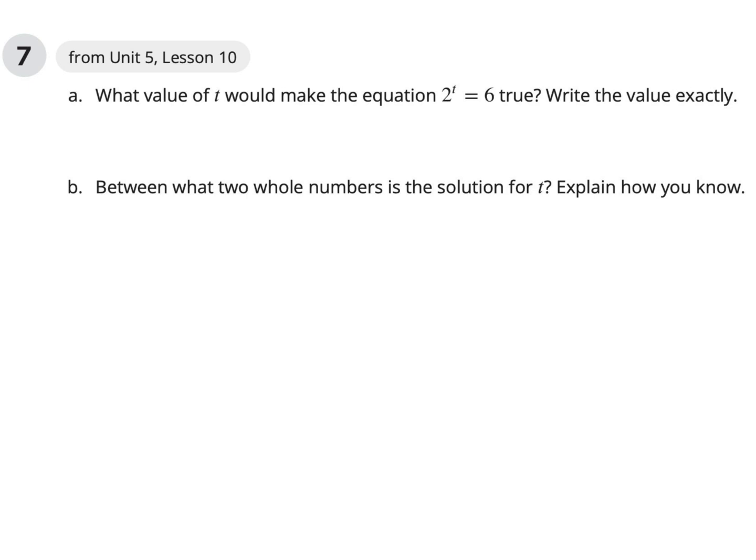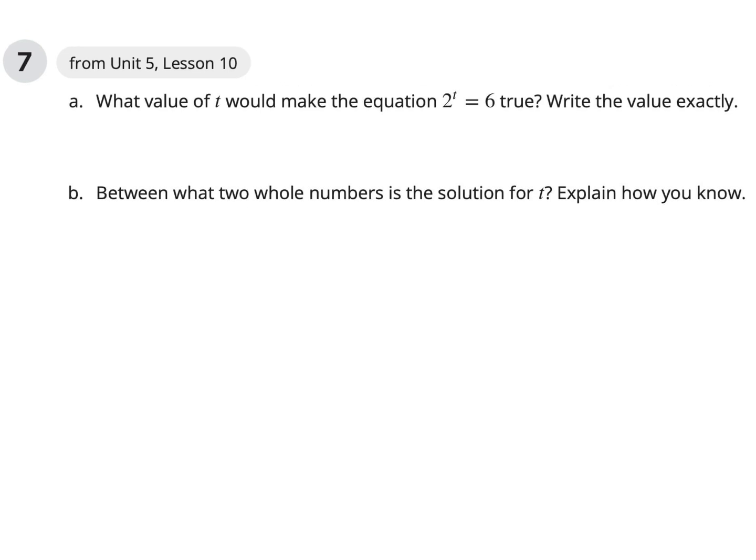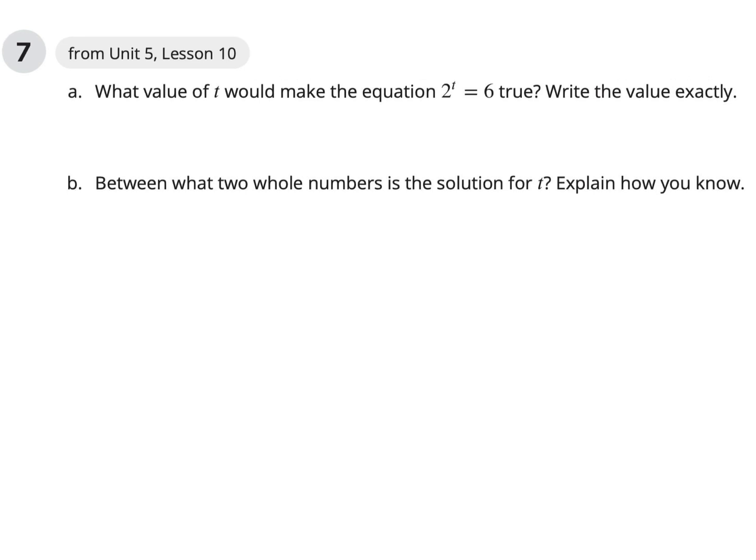What value of t would make the equation true? We don't know what t is, and when we don't know what our exponent is, we're going to use log, but this is base 2. So now we have to write log base 2 of 6 equals t. And now we're going to hit the math button. We're going to scroll down to A. I'm going to put 2, right arrow, hit 6, hit enter.